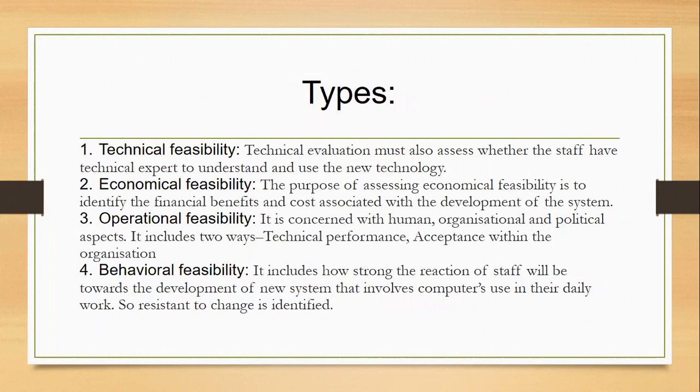There are so many types of feasibility study, so let's discuss them one by one. First is technical feasibility. It deals with assessing whether the staff has the technical expertise to understand and use the new technology or not. It determines whether the proposed system is technologically available or how we can integrate it within an organization. This is done with the help of a technical expert. So this is mandatory.